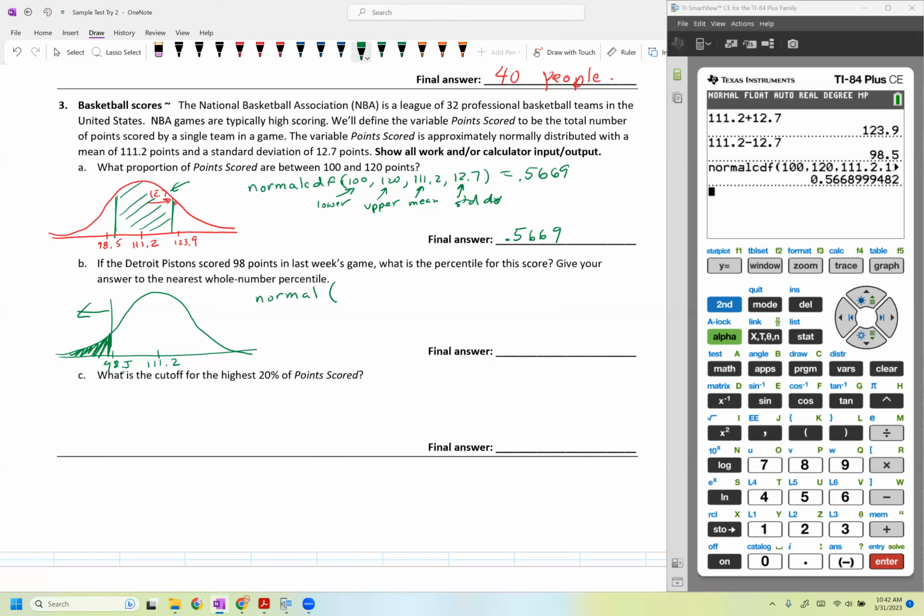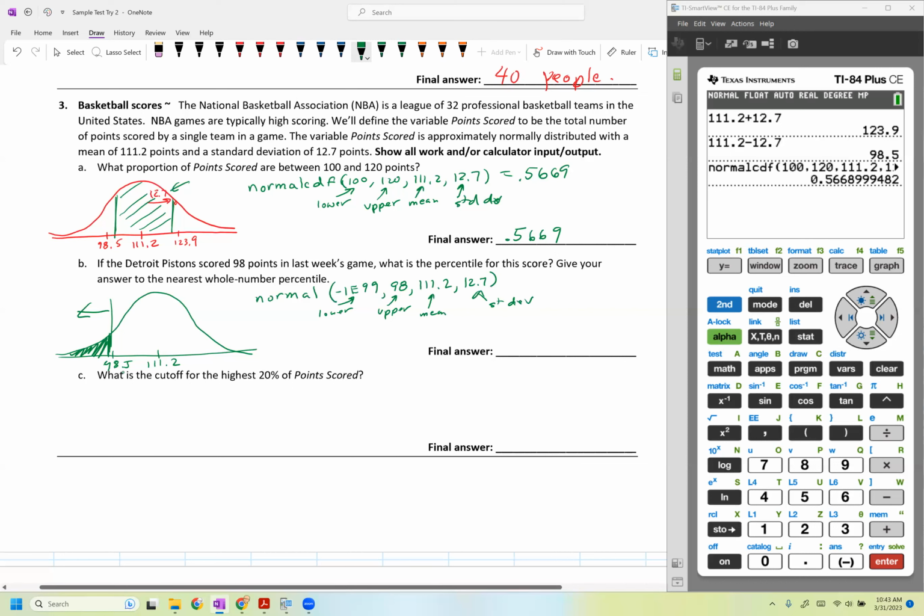This time, my lower bound is the smallest number I can put into the calculator, which is going to be negative 1 times 10 to the 99th power. Our upper bound is 98. Our mean is still 111.2. And our standard deviation is still 12.7. So again, lower, upper, mean, and standard deviation.